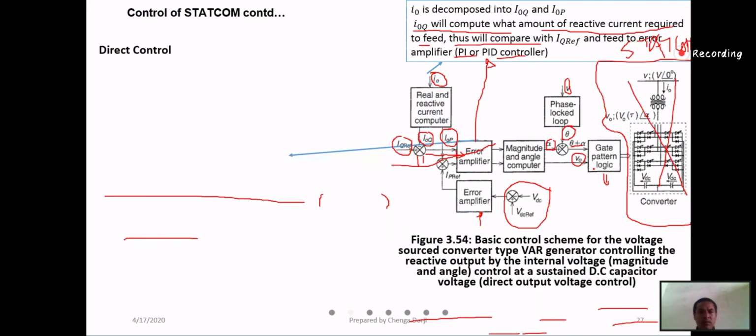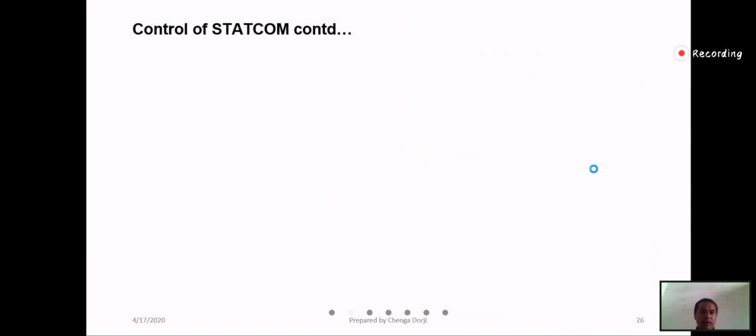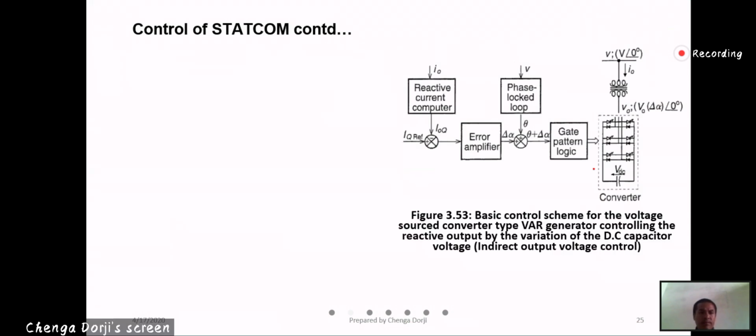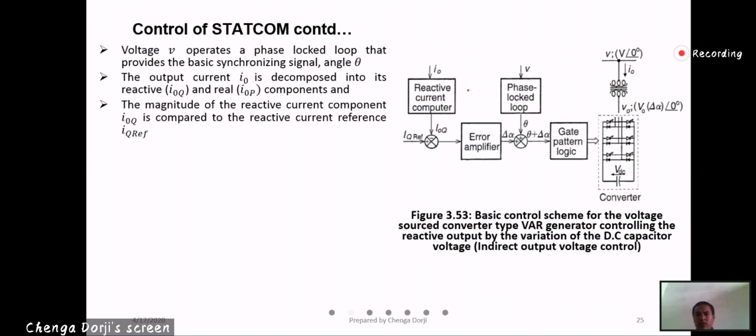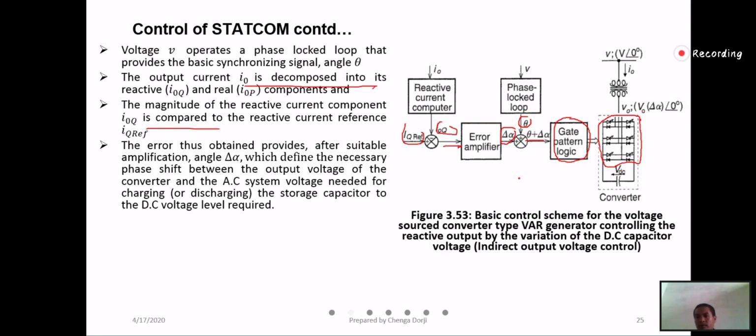Then indirect control, we have already seen, just to refresh. Here in indirect control we don't have that DC voltage. Directly we give the voltage V, and we operate the phase lock loop. The output current IO is decomposed, and this IOQ is compared with the I reference, and the result is given to the error amplifier. The output you will get from there is delta alpha. Then this delta alpha is summed with the phase lock loop output and given to the gate pattern. From there the gate signal is given to the GTO or IGBT switches to fire at that angle, and then it will start generating voltage VO.